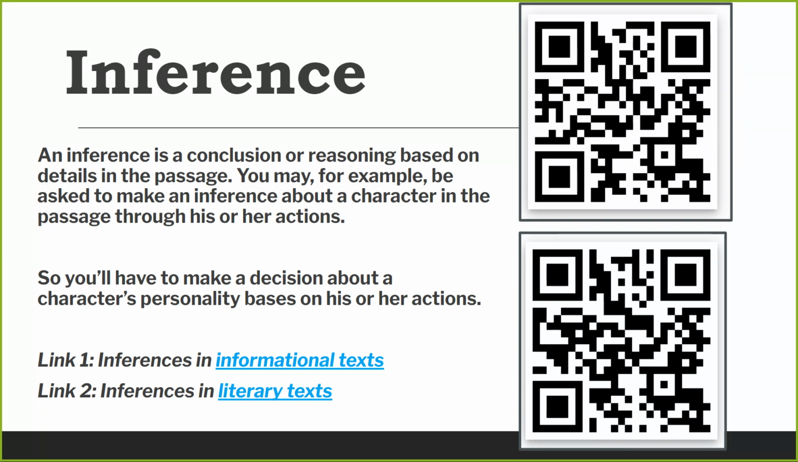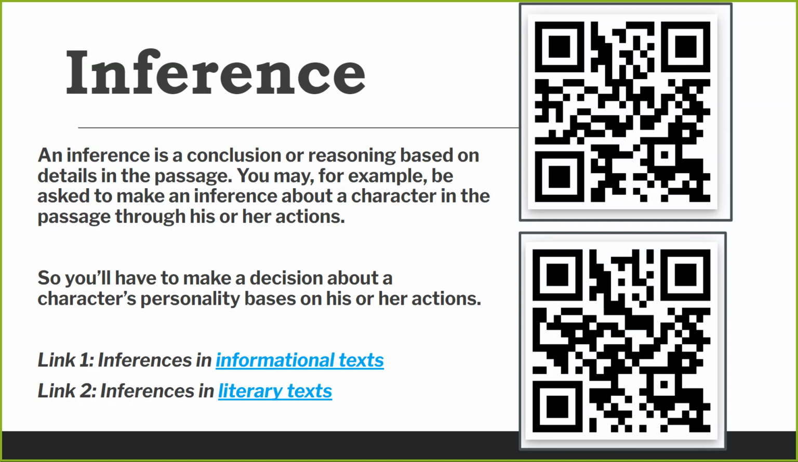An inference is we're making an assumption based on the information that we have. We don't know that there's a wreck ahead. We don't know that the smell is a baby's diaper, but I can infer based on the information that I have that that's true. So I have two links for you here.